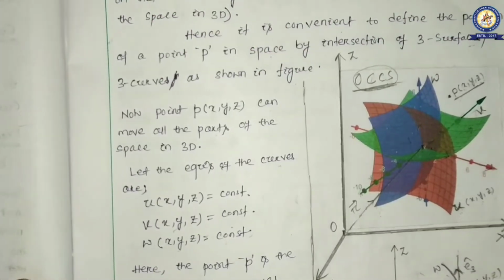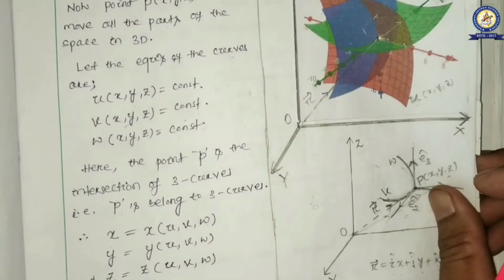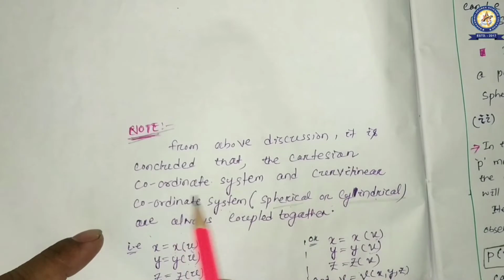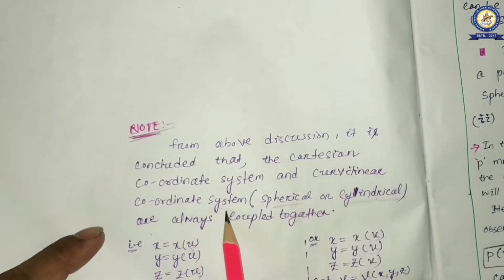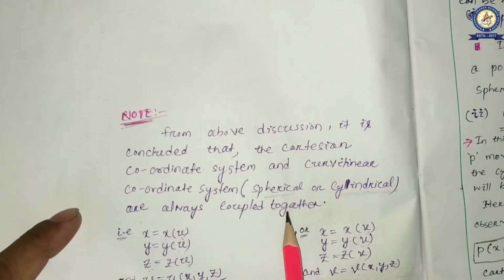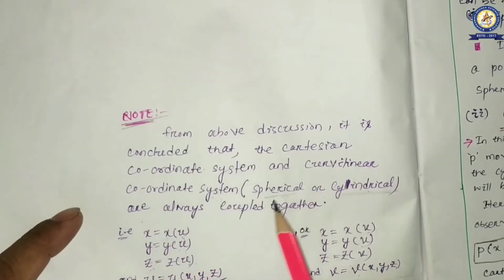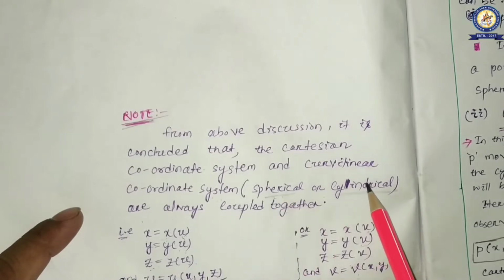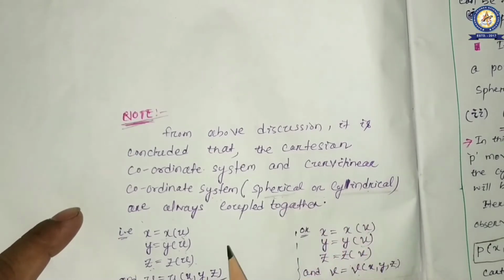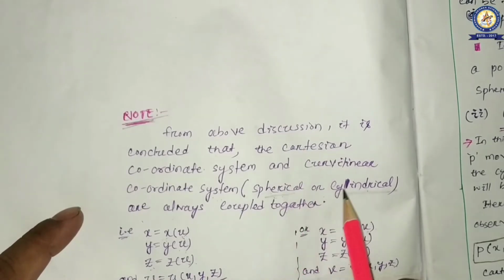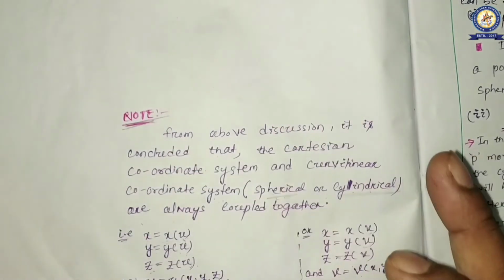So as we have discussed previously, the orthogonal curvilinear coordinate system is that coordinate system in which Cartesian coordinate system and curvilinear coordinate system are always coupled together. Here curvilinear coordinate system is nothing but either spherical or cylindrical. So OCCS is nothing but Cartesian coordinate system and spherical or cylindrical always coupled together.